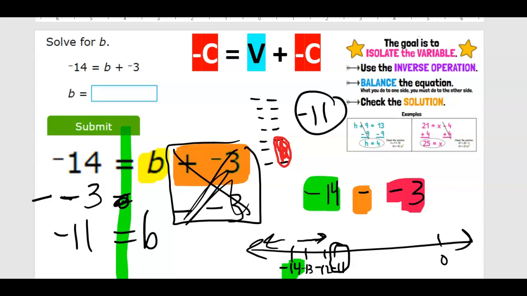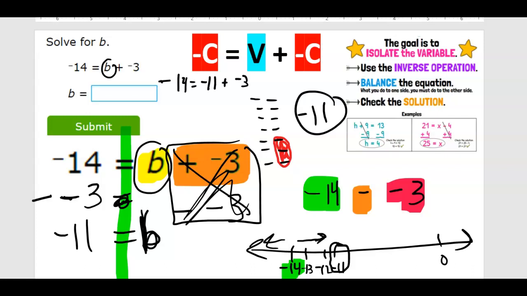I'm going to rewrite it real tiny up here because I don't have a whole lot of space left, but I'm going to rewrite it putting in the B this time as negative 11. Be careful, that's a B, it's not a 6. B, bumblebee, even looks like a bumblebee, yellow and black. Okay, anyway, negative 14 equals negative 11 plus a negative 3.